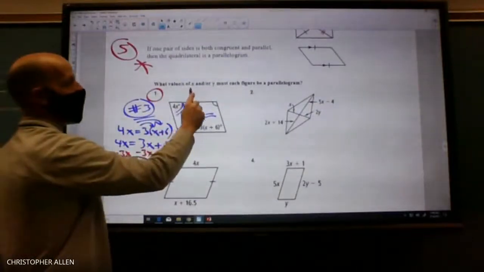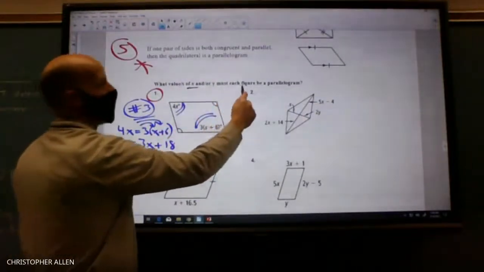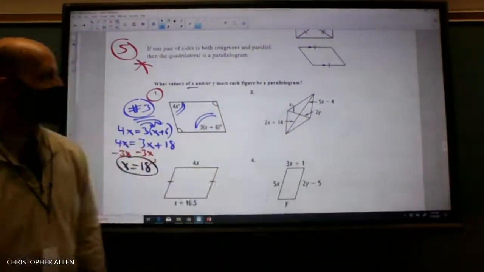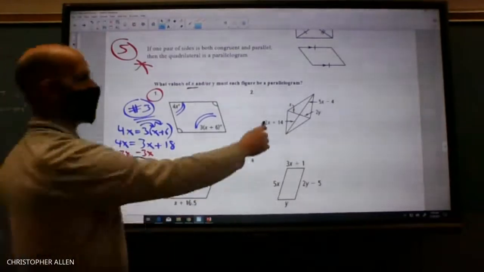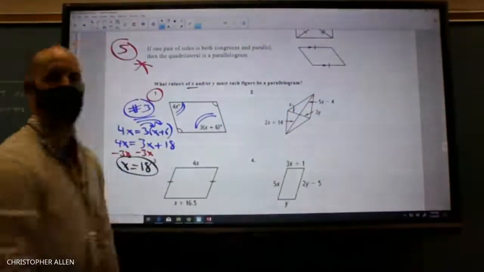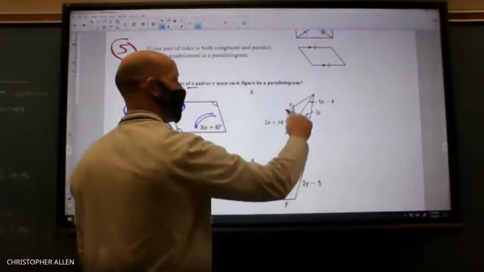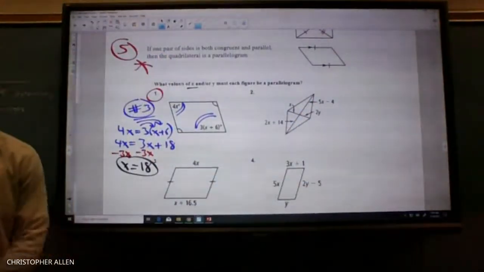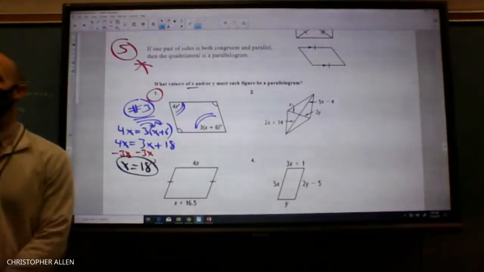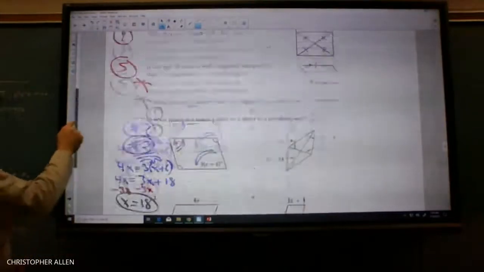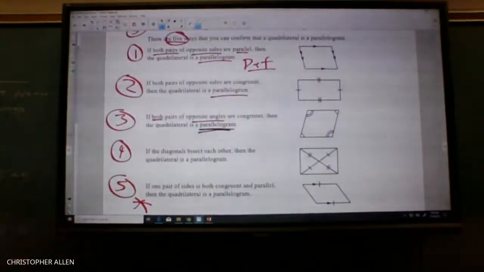What values of x or y must each figure be a parallelogram? So let's look at the next one here. So number 2. So they've got some things drawn. Does anybody know what those little lines in the middle are called? What do we call these lines here in the middle? They're called diagonals, right? So guess which one of these 5 we're going to use on this problem?